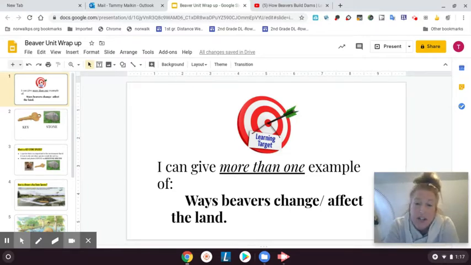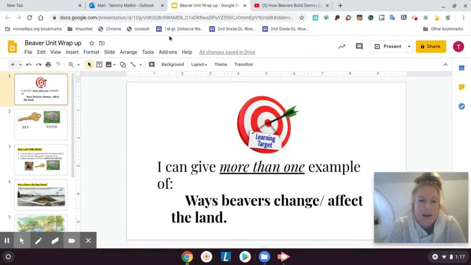You've learned so much. Today, at the end of the lesson, you should be able to give me or give someone in your home more than one example of the ways beavers change and affect the land around them. This is kind of like how this is all coming together. How do beaver engineers affect the landscape in which they live?